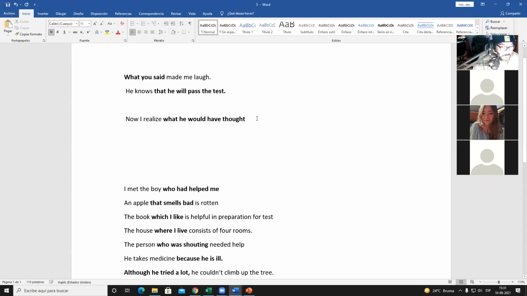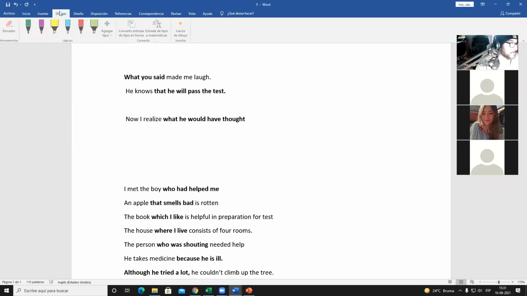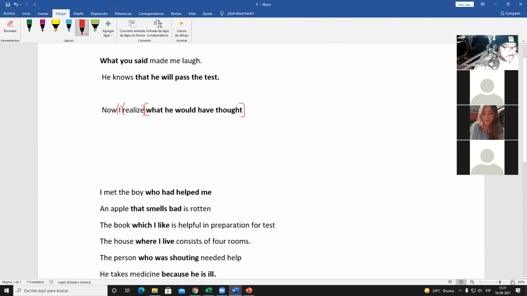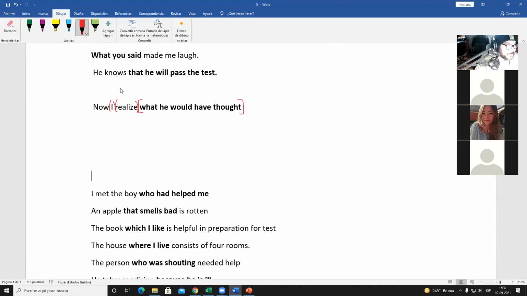Now I realize what he would have thought. Okay, in red, the verb phrase, the subject. Okay, vamos a hacerlo más grande porque tendré más espacio. When, now. So those are the valency, the elements of the valency pattern. Now is an adverb phrase acting as an adverbial of time. This is a noun phrase subject. This is a verb phrase verb. And this stuff over here, I realize this.